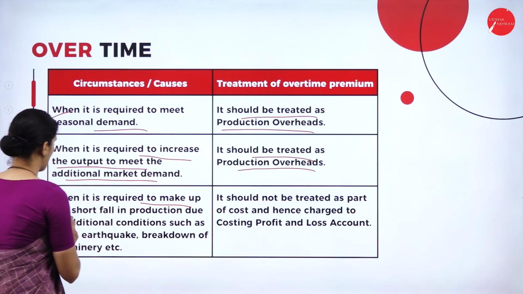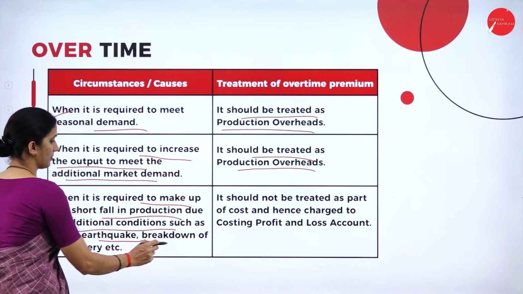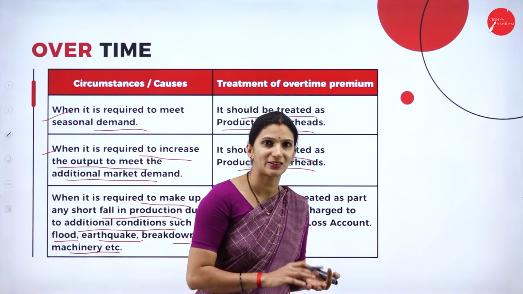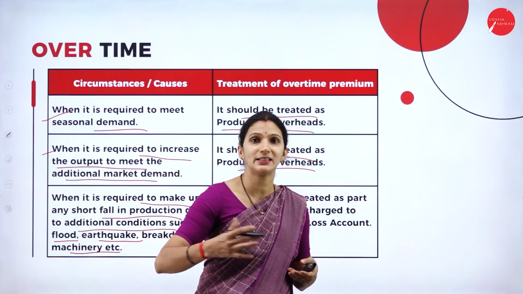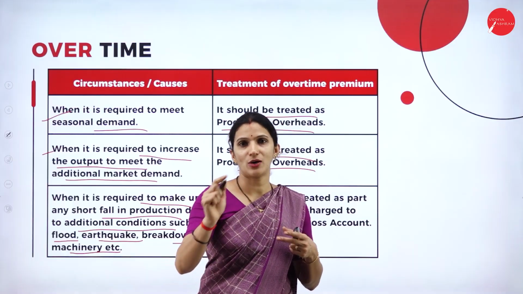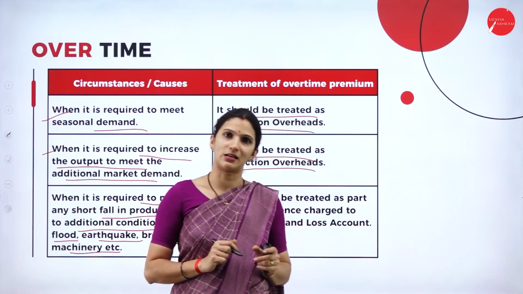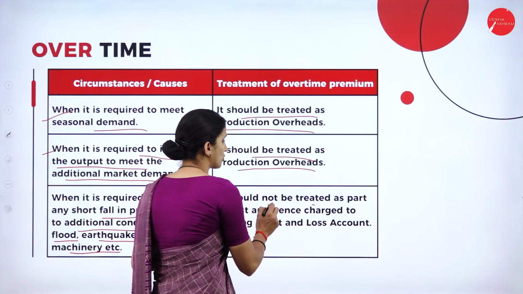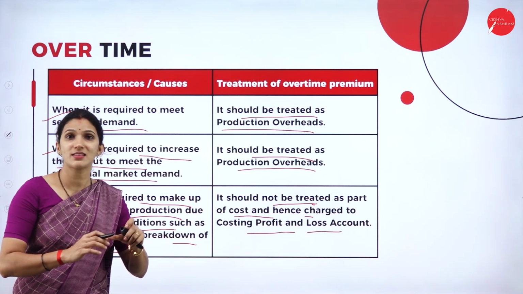So when it is required to make up any shortfall in production due to abnormal conditions such as flood, earthquake, breakdown of machinery, etc. Sometimes you might have seen that for some period there will be a machine breakdown, during which there will be no production work. After that is corrected, after it is repaired, whenever they restart, they have to produce more units to fill that gap. So to fill that gap, the workers have to work additional hours. For that overtime wages, how is it treated? It should not be treated as part of cost and hence is charged to the costing profit and loss account. So that is the abnormal reason.